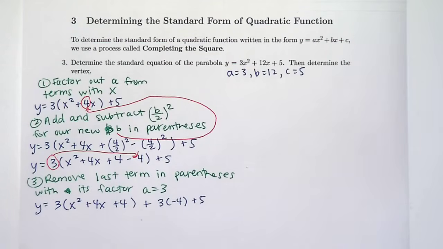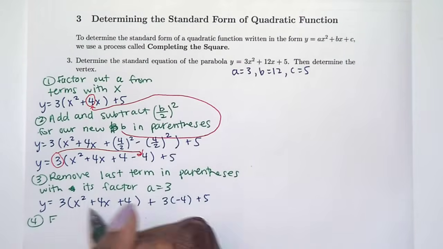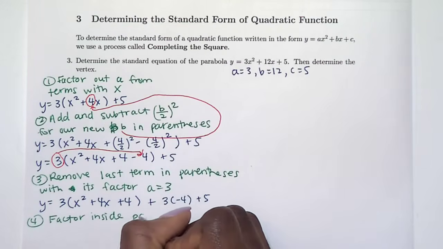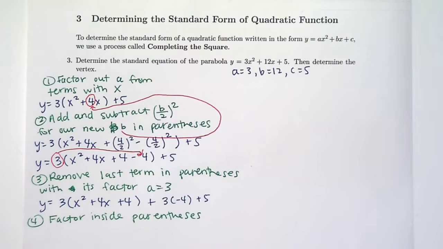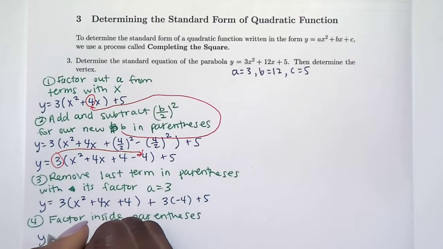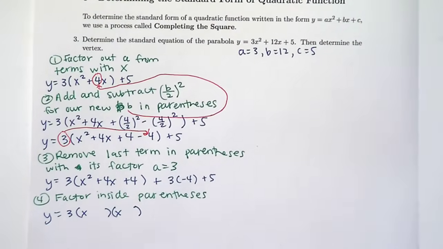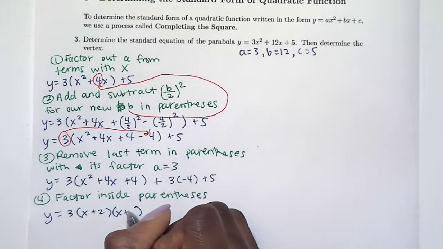All right, and so then our final step is to factor the inside of the parentheses. All right, so we want to be able to factor x squared plus 4x plus 4. All right, so we want two things that multiply to give us 4 and add to give us 4. I think that will be +2 and +2.